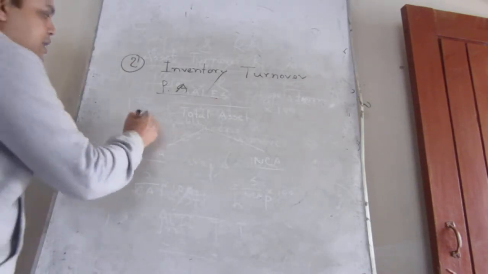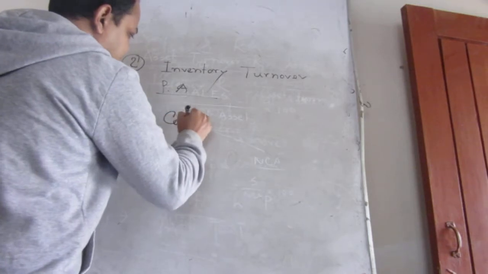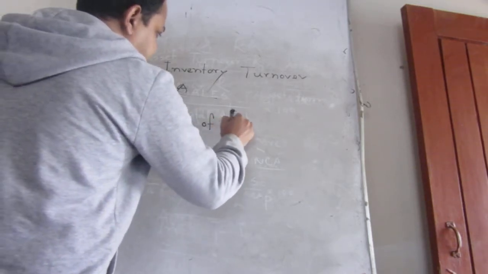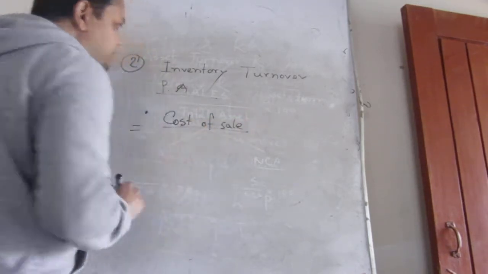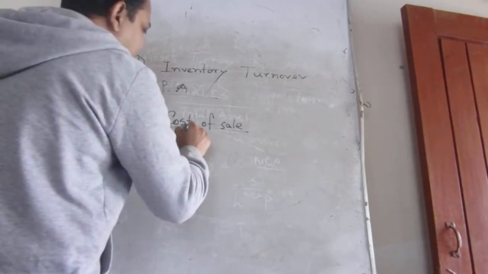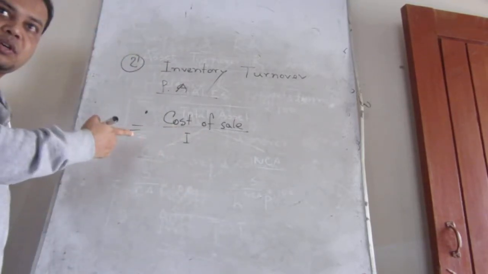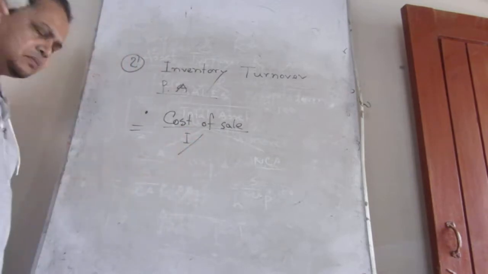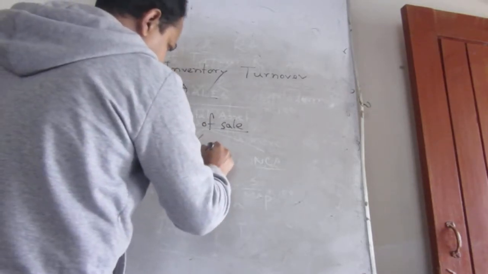Notice this, we will calculate this: it is cost of sales divided by inventory or stock, and it may even be average stock.